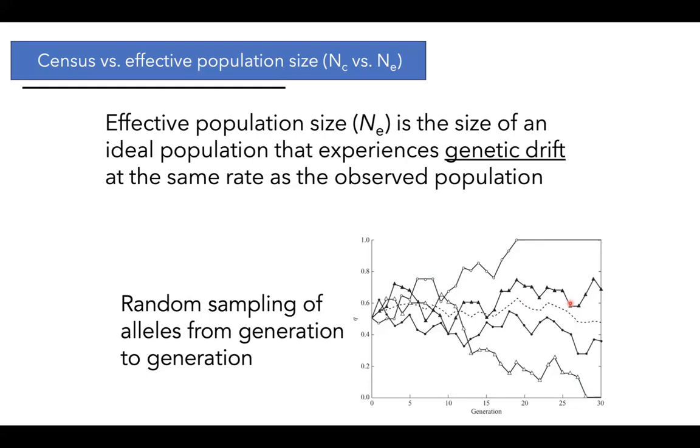How much change we see in allele frequency due to genetic drift is an inverse function of population size. So in a large population, we're going to see very little change due to genetic drift. In a very small population, we're going to see very radical change due to genetic drift. And so that relationship between drift and population size is one way that we can actually measure population size, right?